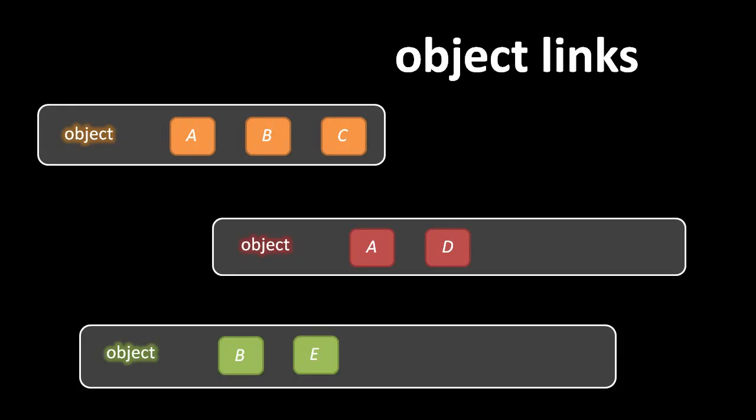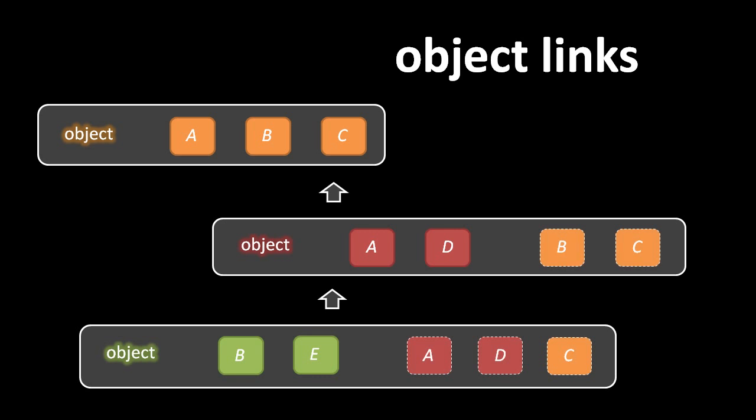An object in JavaScript can have a single link to some other object. The effect of this link is that when we access a property of an object, if the object doesn't have a property of that name, JavaScript will look for a property of that name in the object linked by the first object. So say we have three objects: an orange object with three properties, A, B, and C; a red object with two properties, A and D; and a green object with two properties, B and E.